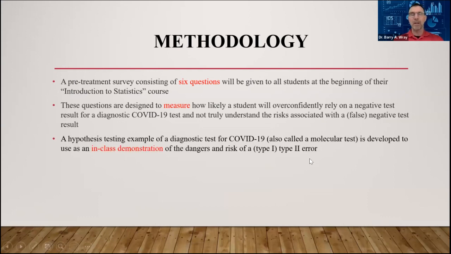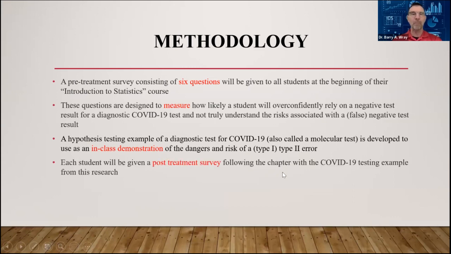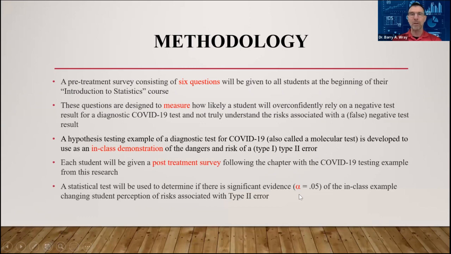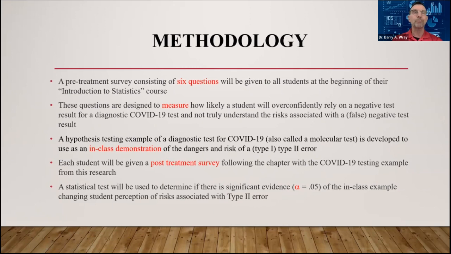I've got an example that I'm going to demonstrate here in just a few minutes. After we demonstrate this example in class, we're going to have a post-treatment survey, and then we'll analyze the results. I'm going to start with an industry standard alpha of 0.05, just to see what happens between the pre and post treatment surveys. Will our method have some impact on how students view type 2 error?